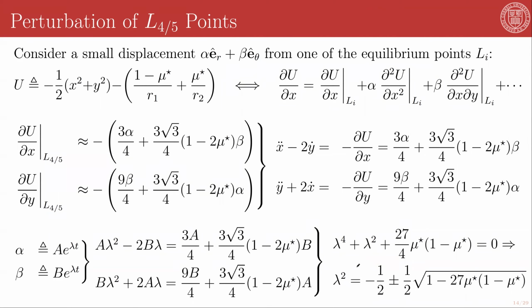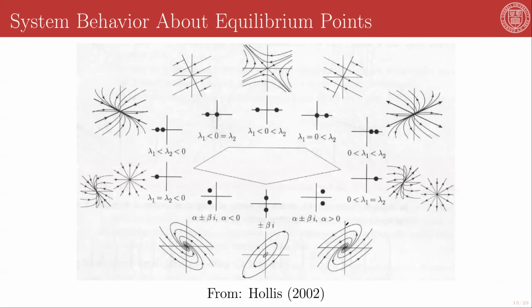So how does this help us determine the stability of the system? These lambda values are equivalent to the eigenvalues of the governing matrix of the linearized system. And as you may recall, we can establish stability of a linear system based on the eigenvalues of its governing matrix. So here's a nice diagram from this textbook by Hollis that classifies all of the various combinations of eigenvalue pairs and what they imply for the stability of the associated equilibrium point.